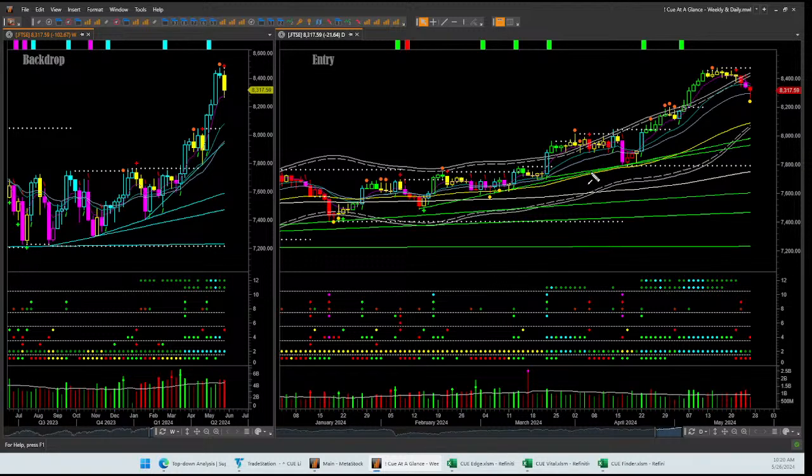FTSE index is also in a clear uptrend with higher high, higher low, has trend line support, no trend line resistance. It has pulled back from the recent swing high. In the daily, the traffic light color is bearish. There is a bullish indecision at the low.